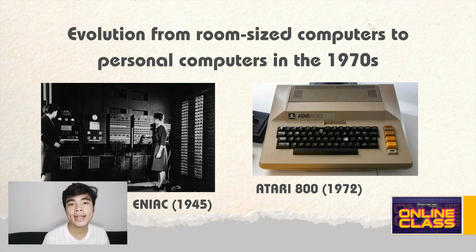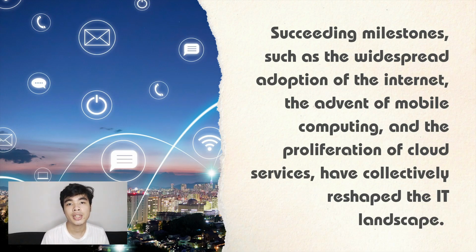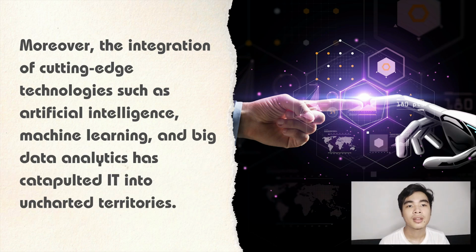The transformative journey extends to the pivotal era of the 1970s when personal computers emerged, signifying a shift towards democratized computing power. Succeeding milestones such as the widespread adoption of the Internet, the advent of mobile computing, and the proliferation of cloud services have collectively reshaped the IT landscape. The democratization of computing, marked by innovations like graphical user interfaces and high-speed wireless connectivity, has ushered in an era of unparalleled accessibility to information and a paradigm shift in communication dynamics.